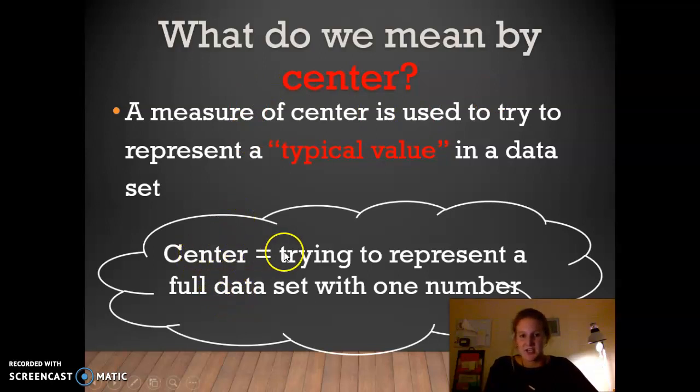So the definition of center is, again, trying to represent a full data set. So a data set with a bunch of numbers, picture, imagine a list of 100 numbers, and you're trying to pick one that best describes it. That's what we're calling a measure of center. Okay, so our first definition here is simply what we mean by a measure of center, and that is trying to capture a whole set of data with just one number. So pause if you need more time on this slide. I'm going to move on.